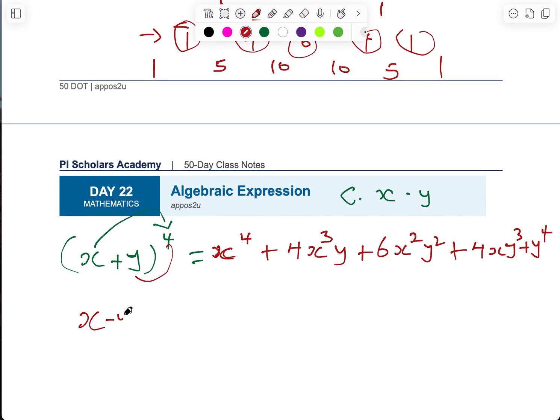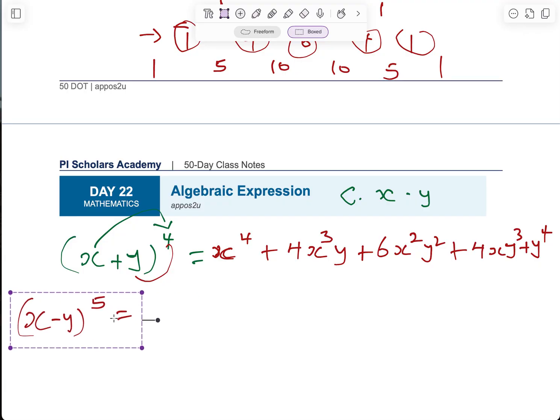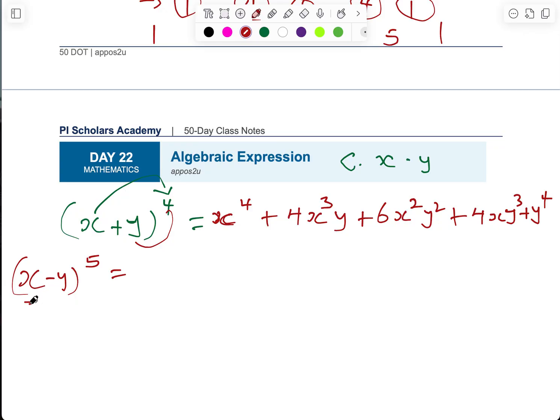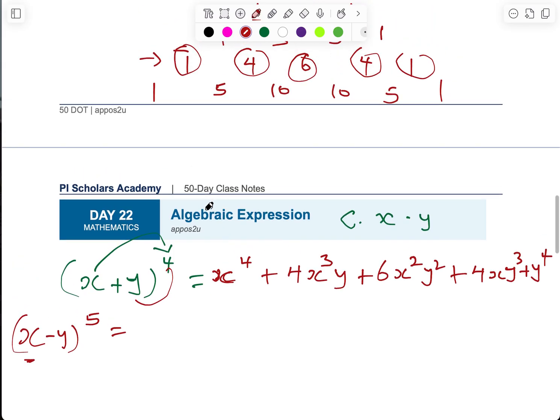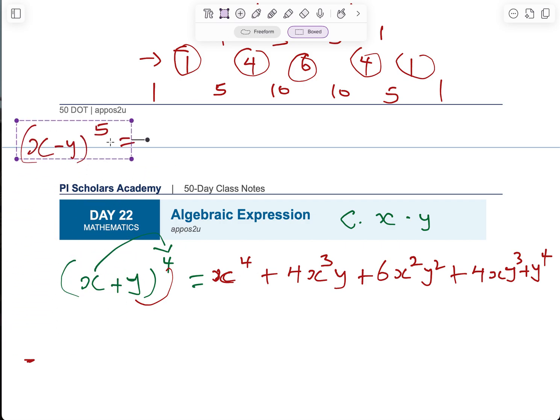So what if it was a negative thing? So what if it was x minus y all raised to power 5? So how do you do that? So you don't need to worry yourself at all. Just know that if the first term here is the positive term, so always try to make the first term here the positive term. It is easier that way. You can do it anyway, but it is easier to make the first term positive. I'm going to put it right here so that you can follow what I'm doing.